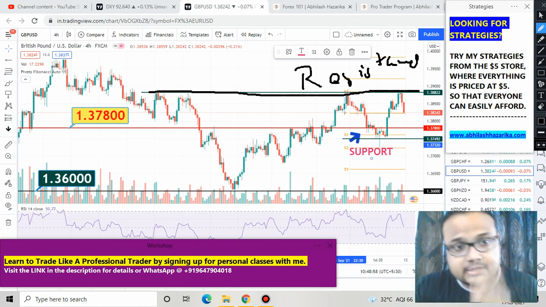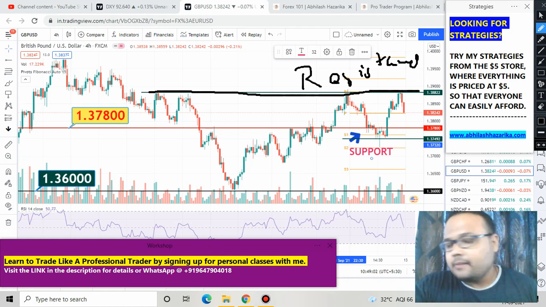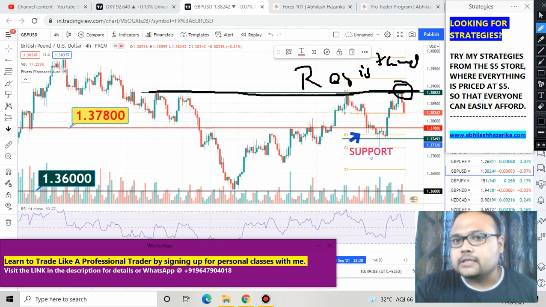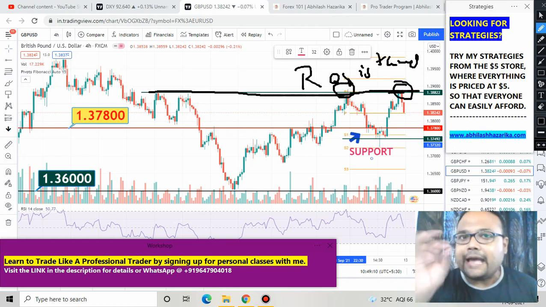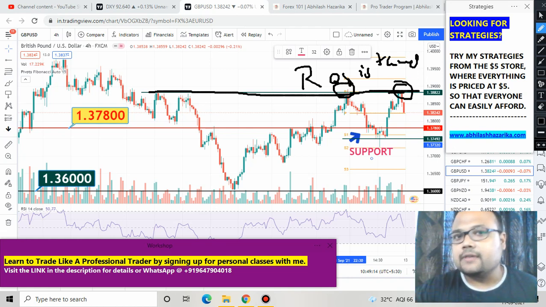This is the resistance for the market, and you can see that when the market was in a strong uptrend, it failed to cross this level. Again, the market has failed to cross this level. So this level has been acting as a very strong resistance for the market right now. This level is very important.